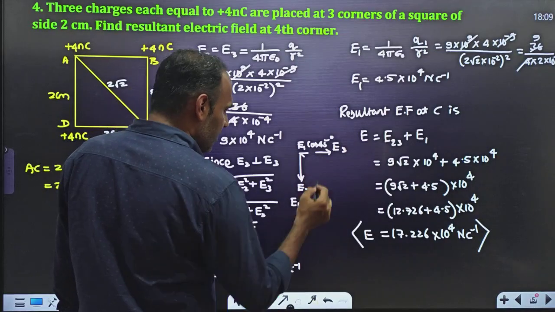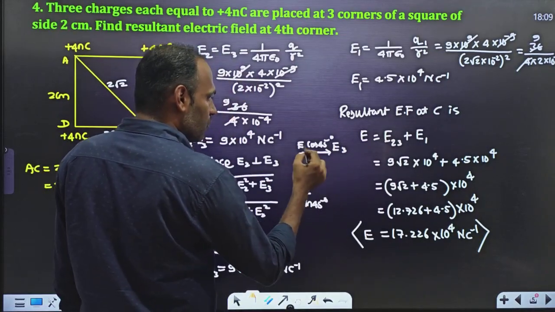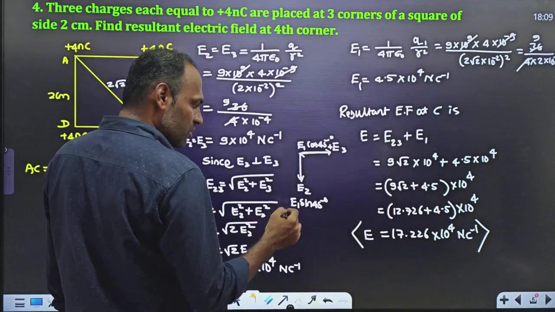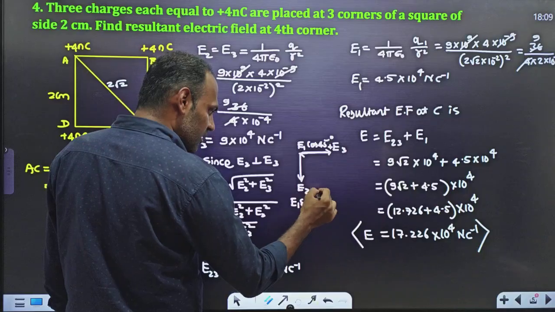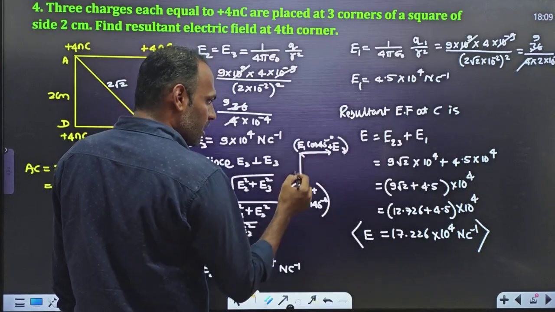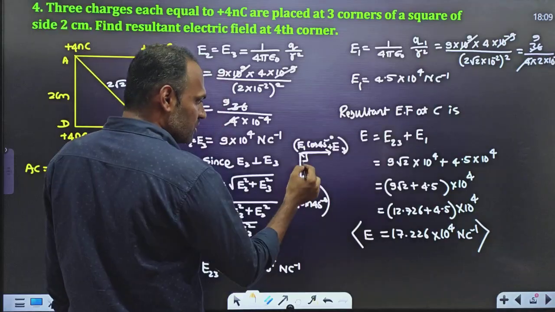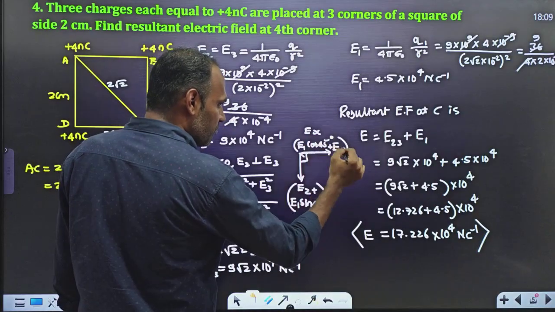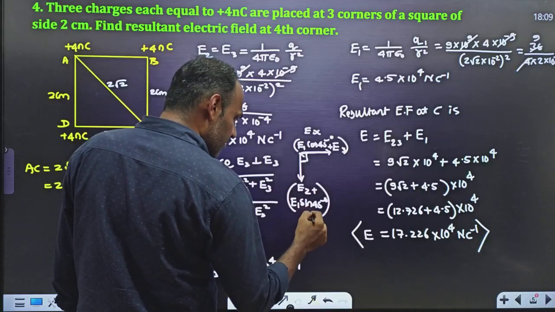After forgetting E1, you will get two vectors in each direction. E1 cos 45 degree and E3 are in the same direction; you add these both. E2 and E1 sin 45 degree are also in the same direction; you add these both. So you will get one vector here and one vector here, and these two vectors are perpendicular to each other. Let me say this is EX, that is, E1 cos 45 plus E3. Let me call this other one EY.